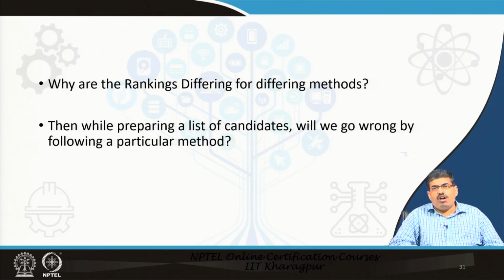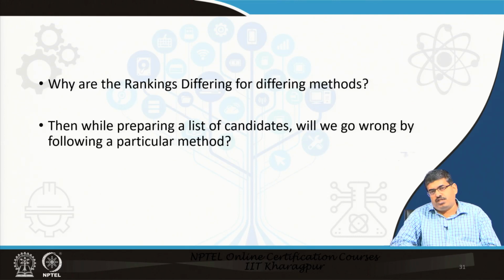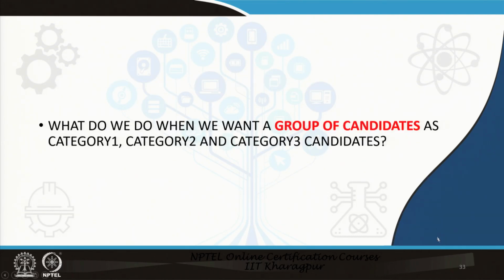So, they are not one over the other, they are basically for different situations. Clear? So, there is no overlap as such, no clash, no ambiguity also. It is just that one method is for one particular set of situations, and another method is for another set of situations. What do you do when you want a group of candidates as category 1, category 2 and category 3 candidates? What do you mean by that?